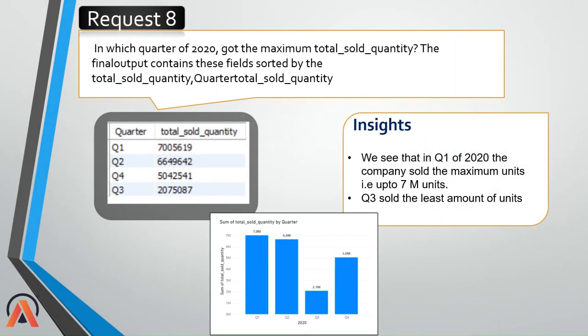Request number 8. In which quarter of 2020 got the maximum total sold quantity? So this is the output. We can see that in quarter 1 of 2020 the company sold the maximum units, that is up to 7 million units. Quarter 3 sold the least amount of units. This is a bar chart indicating the same thing.